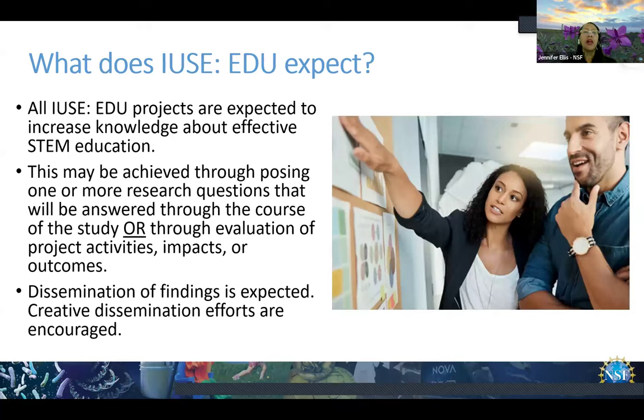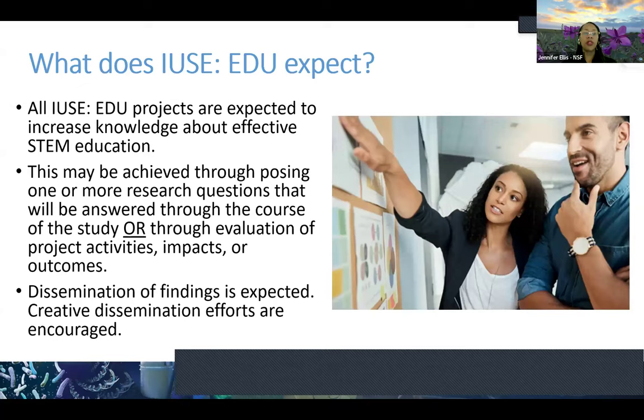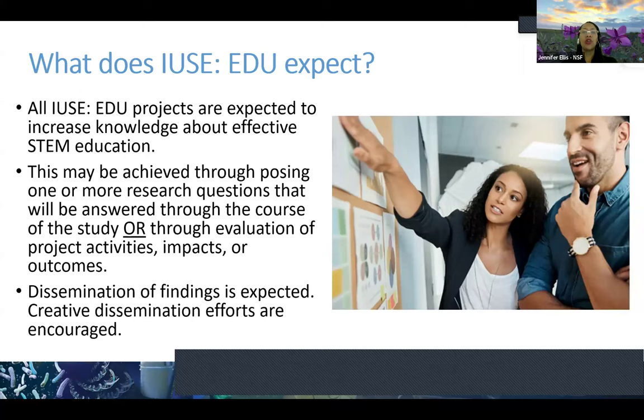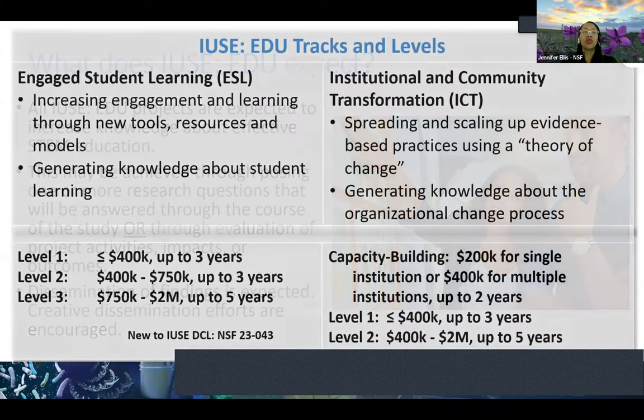What does IUSE expect? We are expecting to increase knowledge about effective STEM education, and this may be achieved through posing one or more research questions that will be answered through the course of the study or through, as I mentioned, the evaluation, and also looking for creative ways of dissemination of the findings. Of course, we're looking at publications and conferences and things of that nature, but really thinking about the needs of the STEM teacher preparation community and what are the best, most effective, and practical ways to share your findings to hopefully enhance other programs, not just at your campus.